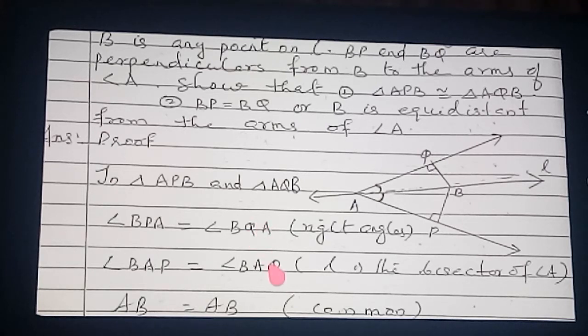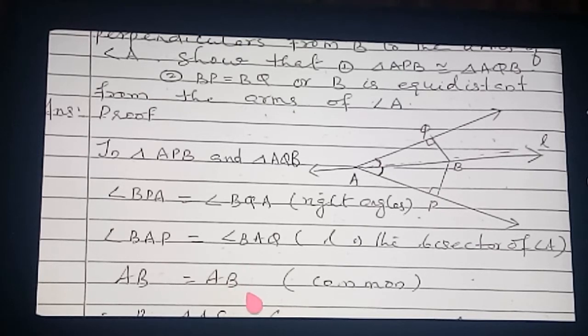Now how many parts have we got? One part, second part. Now you need one more part. You search here in the diagram. Which part is common, or which property is coming? You find out yourself. AB is common. AB is common for both the triangles. So you got the third part also. AB is equal to AB, common parts.